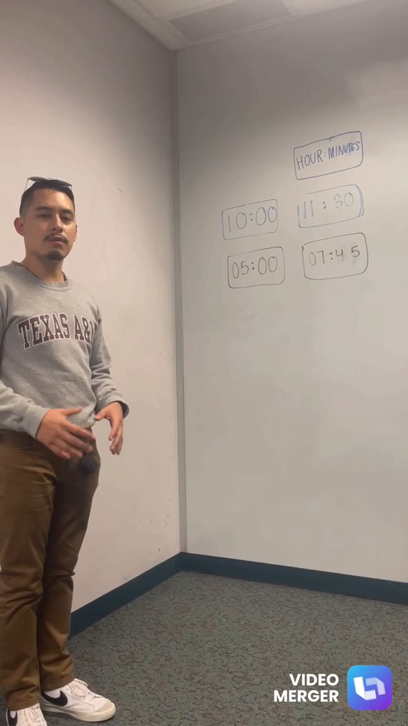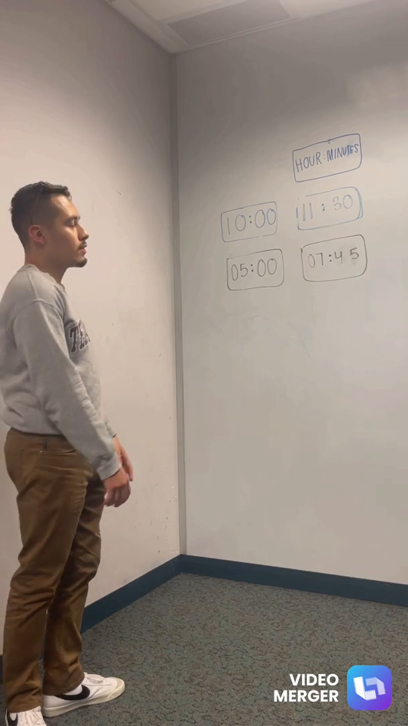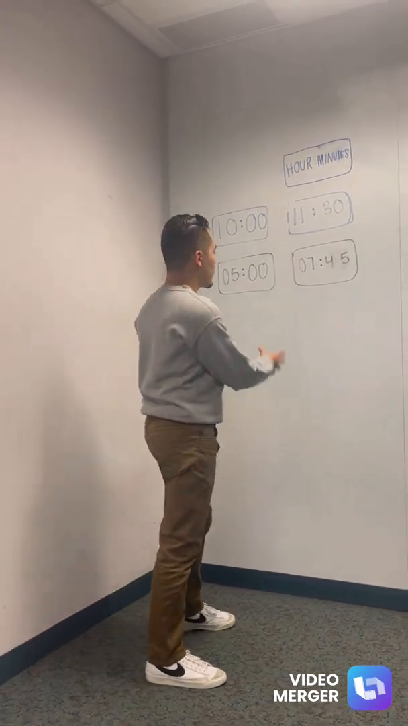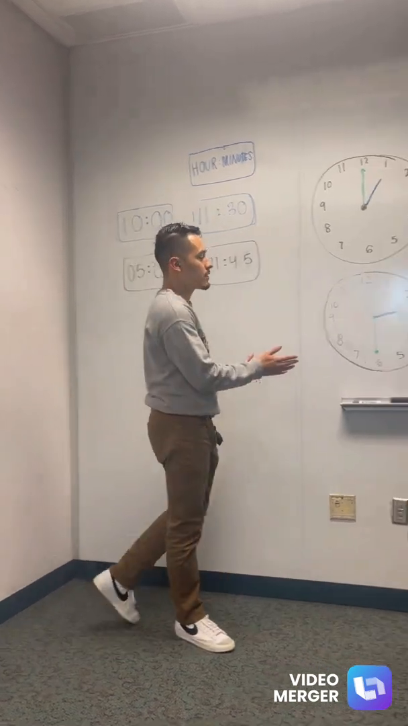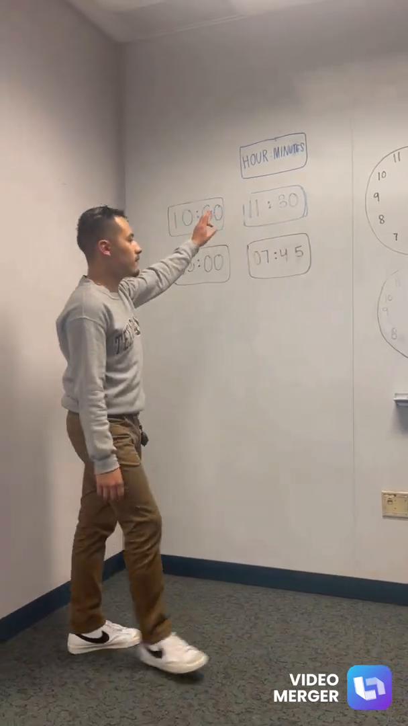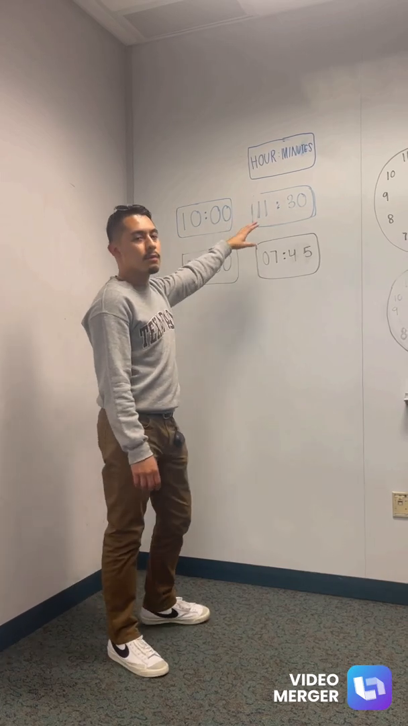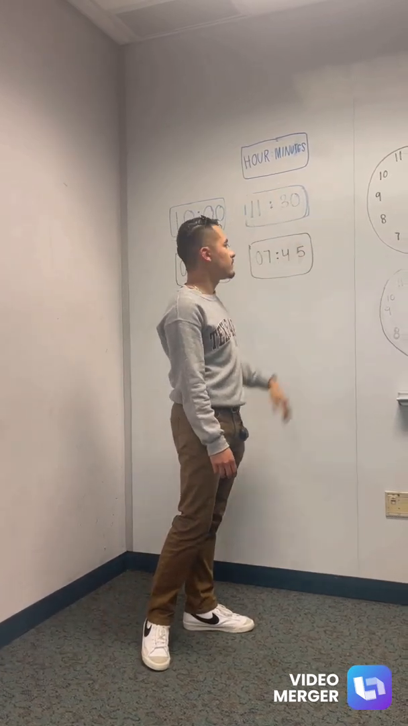Hi class, today we will be going over how to tell time. We will be going over two different types of clocks. We will be starting with this one here, which is a digital clock, and moving forward onto this one, which is the analog time clock. The numbers on the left tell us the hour that we are in, and the numbers on the right will tell us how many minutes have passed within that hour.